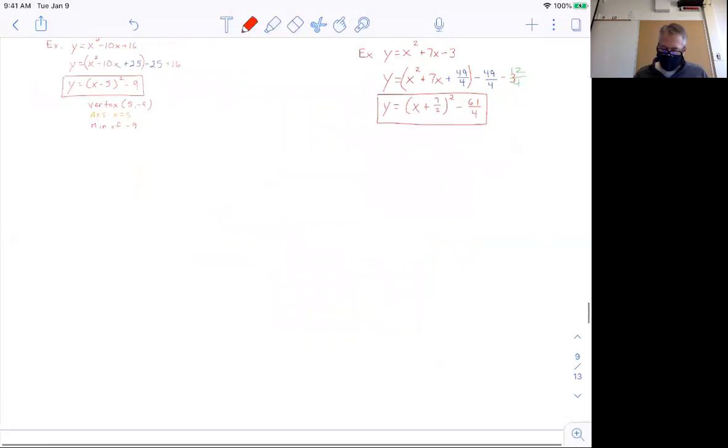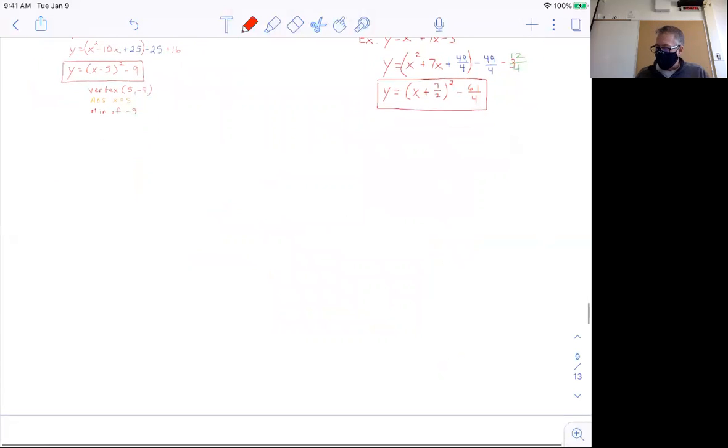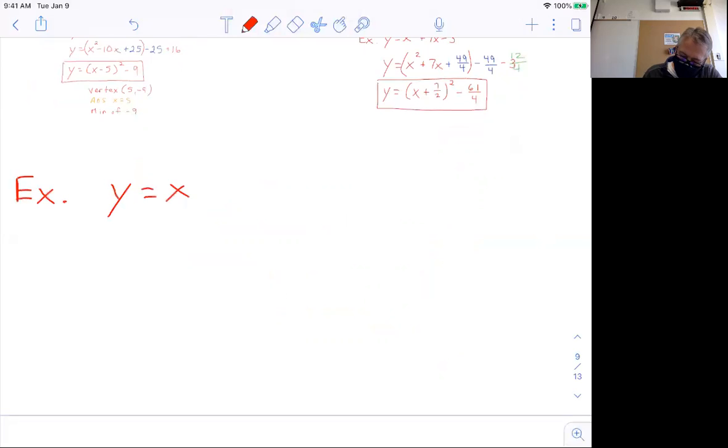All right, so let me do one more similar problem. Again, we want to complete the square to write this in vertex form. So we have y equals x squared minus 10x minus 39.